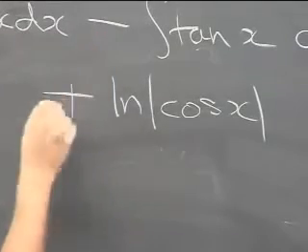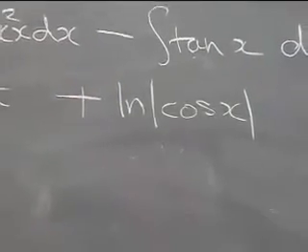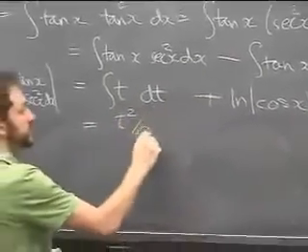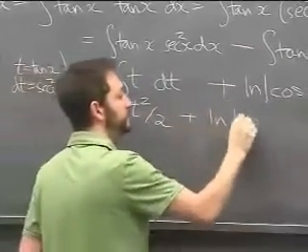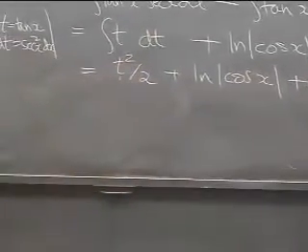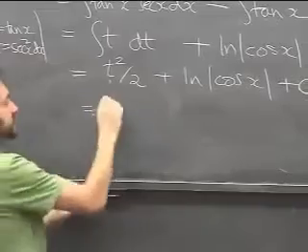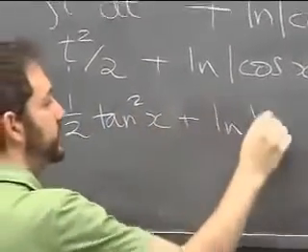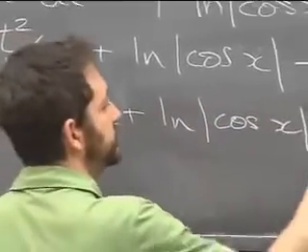As it turns out, the minuses cancel. I didn't bother putting a plus c yet because this already has a constant in it. So this will be t squared over 2. Now I can put in the plus c. I just have to make the t into tan x again, so it's a half tan squared x plus the log of cosine x plus c.